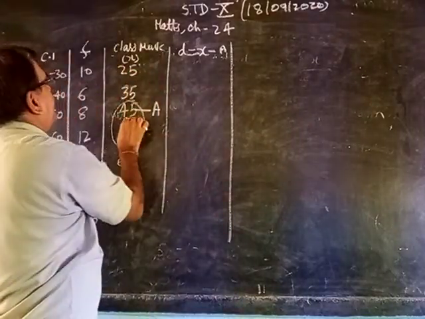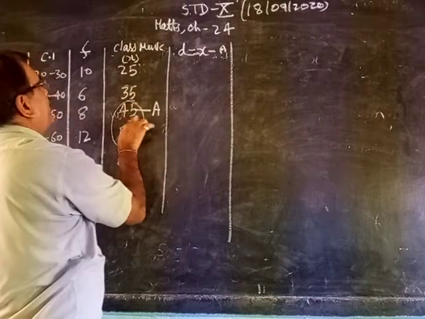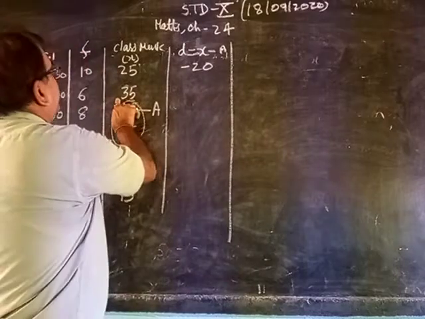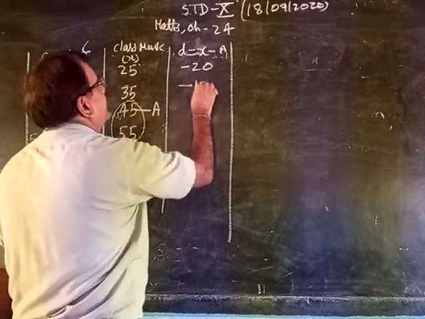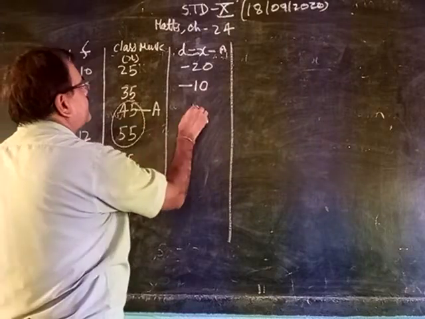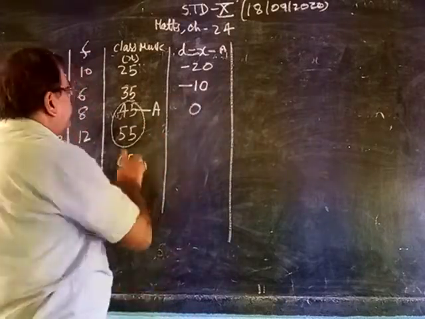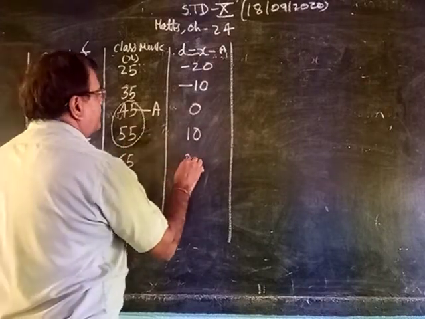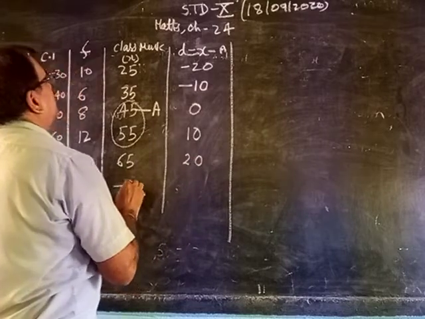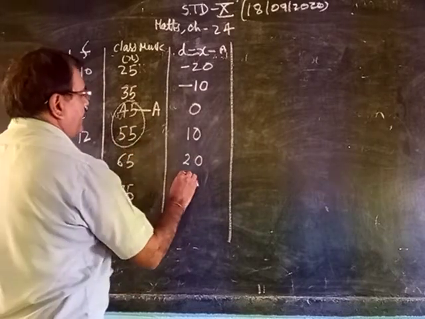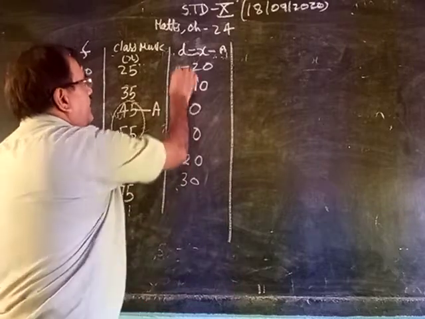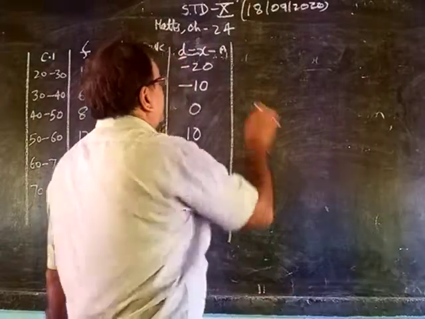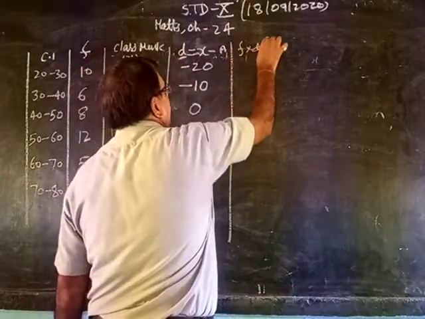So 25 minus 45, minus 20. 35 minus 45, minus 10. 45 minus 45, 0. 55 minus 45, 10. 65 minus 45, 20. And 75 minus 45, 30. These are the deviations D.